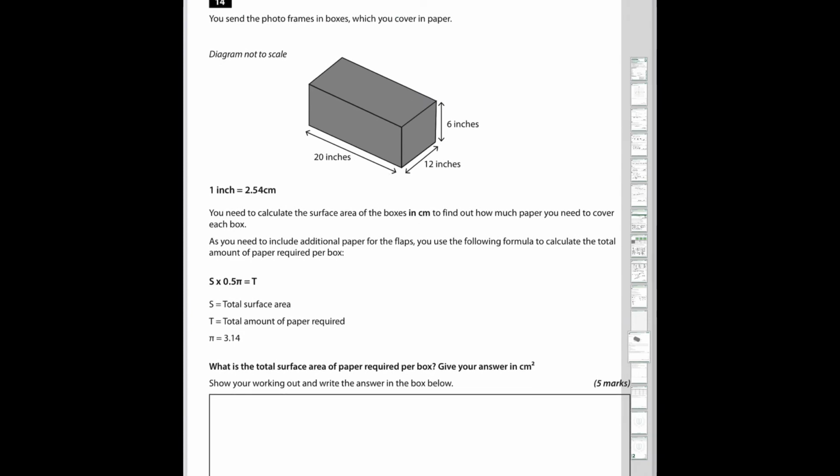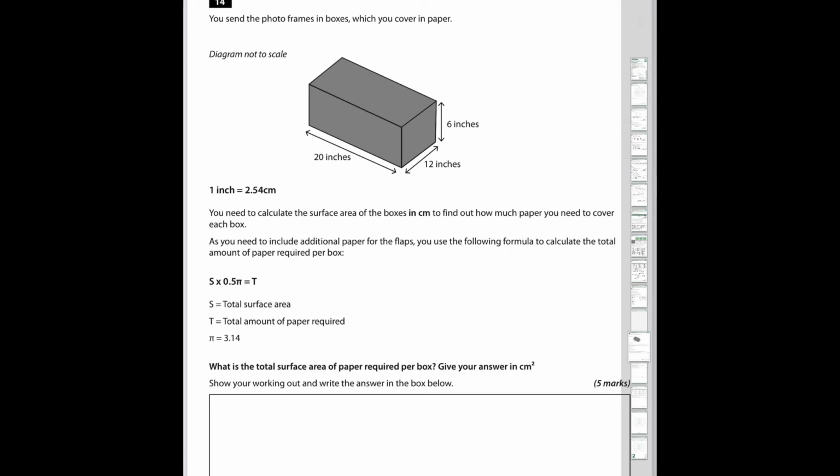Question 14. You send the photo frames in boxes which you cover in paper. You need to calculate the surface area of the boxes in centimetres to find out how much paper you need to cover each box. As you need to include additional paper for the flaps, you use the following formula to calculate the total amount of paper required per box. Okay, so total surface area, total amount of paper required. Right, so what's the total surface area of paper required per box?